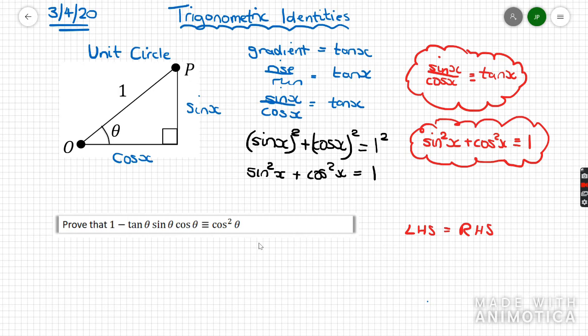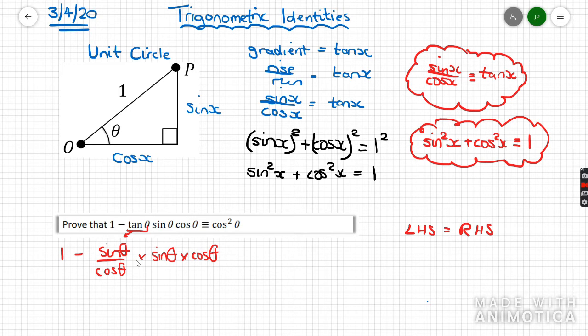What I've got to do is think about what I can change. So I've got my 2 identities. What can I spot in here that I can use? Well, I can see I've got a tan here. I know that tan can also be written as sine over cos. So all I'm going to do is change that bit first. So I'll have 1 minus sine theta over cos theta, because that was what tan was. That's just that tan part, times by sine theta, times by cos theta.